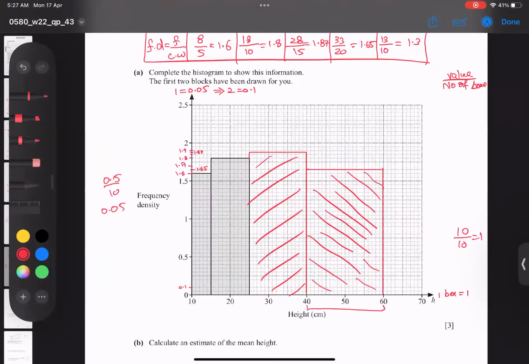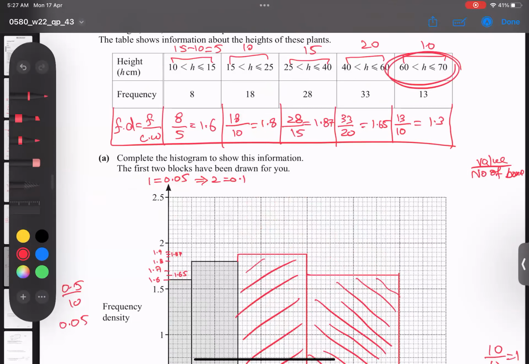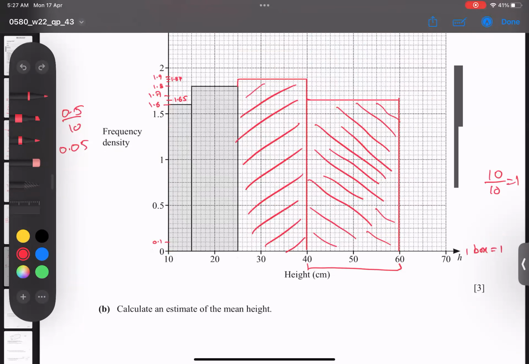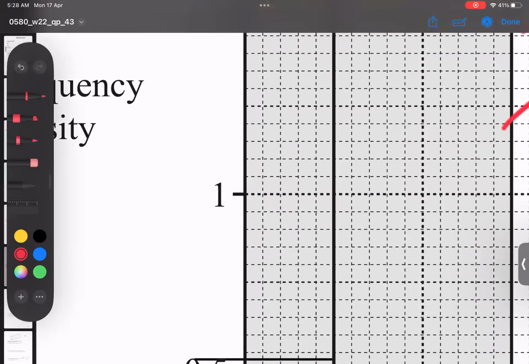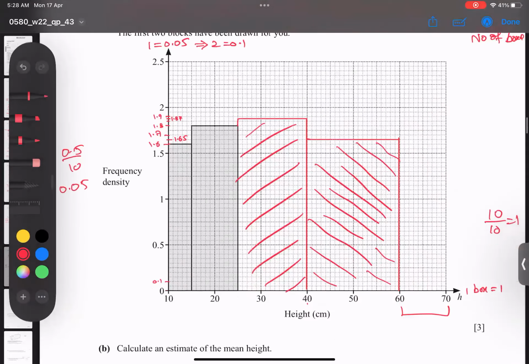Now let's talk about the last one, starting from 60, ending 70, height is 1.3. Where is 1.3 first of all? Start at, I think it is very clear, students. You can see that this is 60 to 70. And where is 1.3? 1.3, let me recheck. Yeah, 1.3.